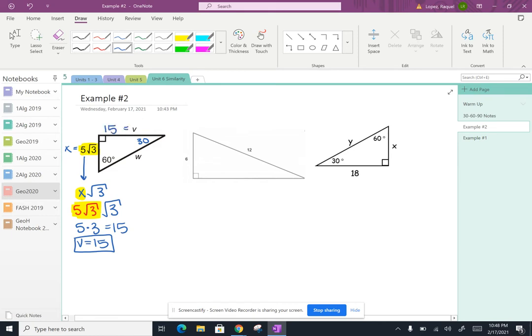All right. And so now for W, well, W is the hypotenuse. So W is equal to 2x. And we know x is 5 root 3. So we're going to substitute x with 5 root 3. And then we just need to simplify by multiplying the 2 and the 5. So W is equal to 10 root 3.